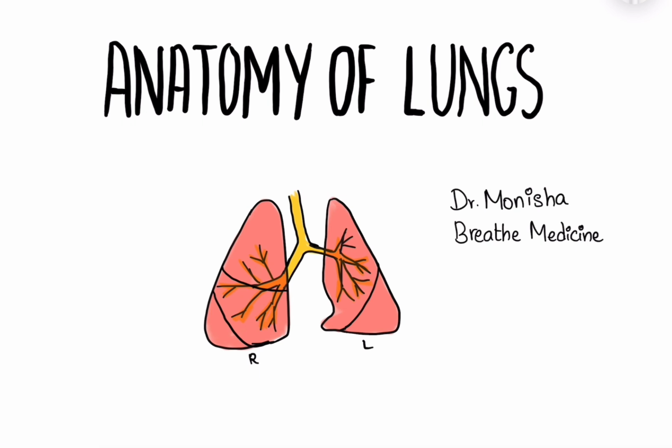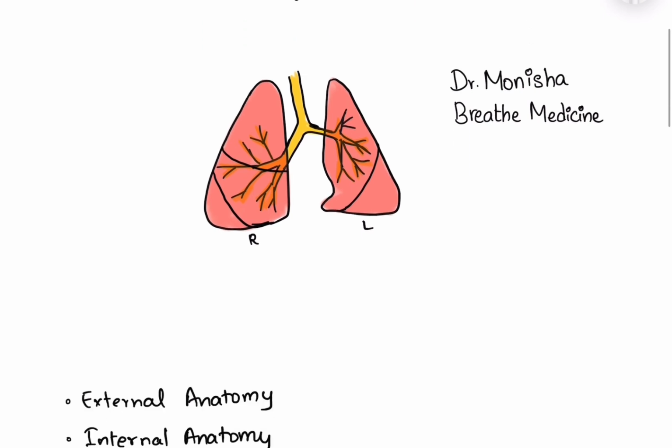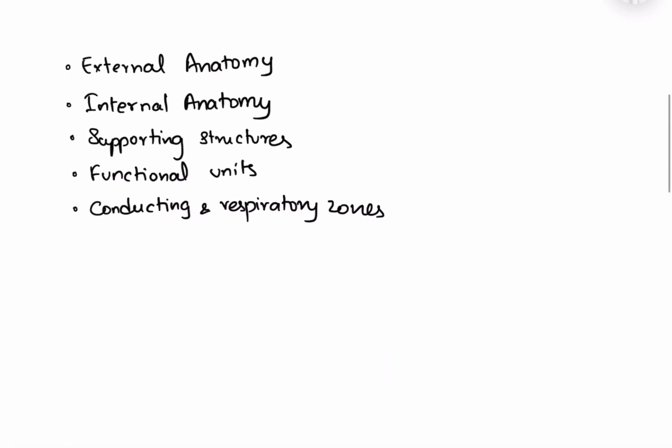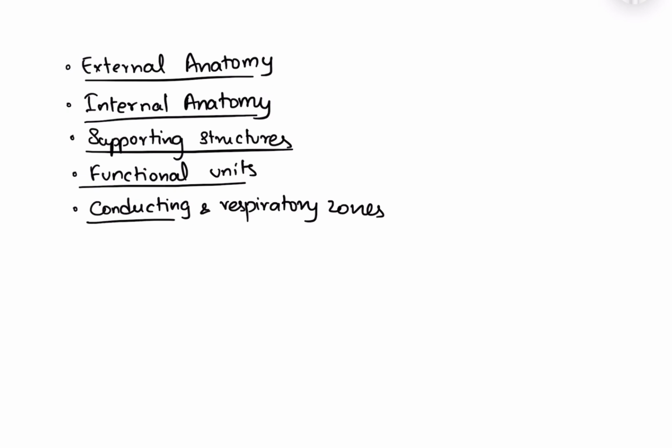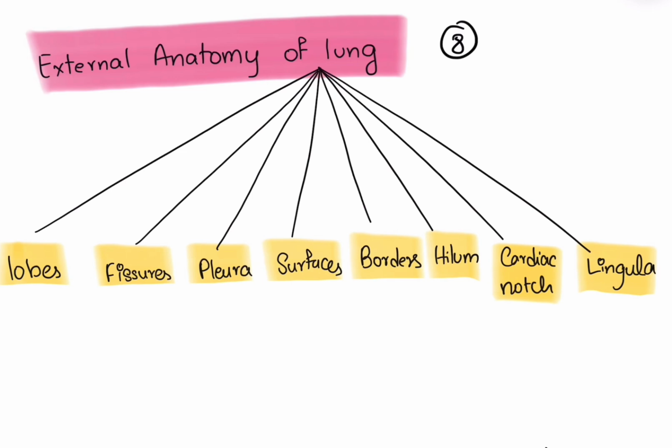First, we'll start with anatomy of lung and slowly pace forward. To understand anatomy of lung, we have to know these five subdivisions: external anatomy, internal anatomy, what are the supporting structures, what is the functional unit of lung, and what are known as conducting and respiratory zones. The major part contains external anatomy, which is simplified using these eight headings.